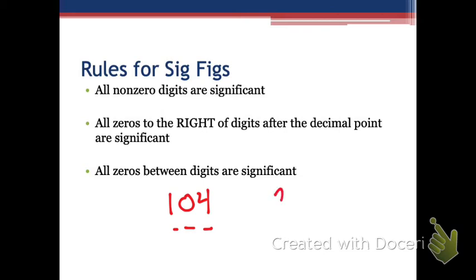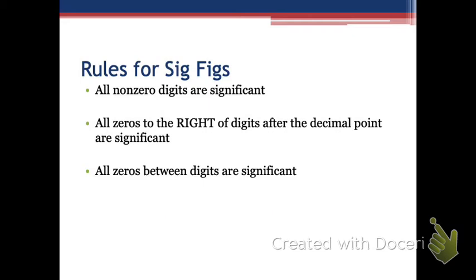What about this one? How many sig figs? 6. 1, 2, 3, 4, 5, and 6. Right? You'll see all of our rules are structured around zeros. So we've got to figure out where they are and how they apply with each rule. Okay, are we good with these 3 so far? Yep. Okay.